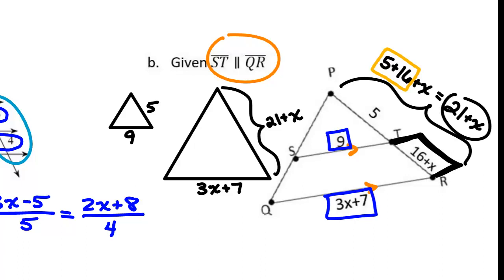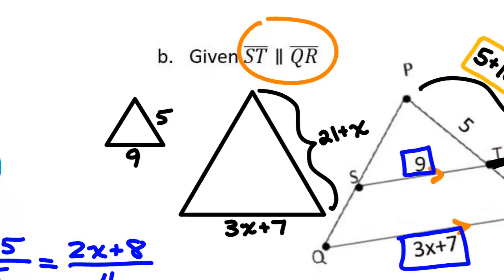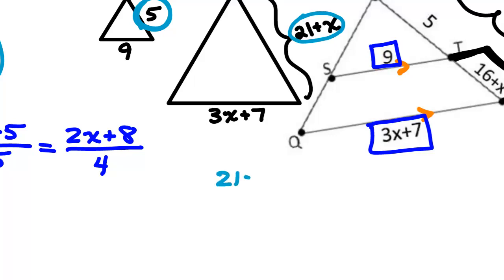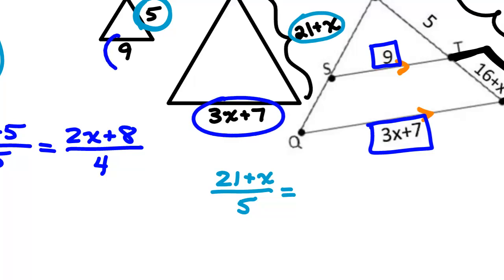Now I can set up my proportions. We need to match corresponding sides. 5 and 21 plus x are corresponding sides, so I'm going to make a fraction with those. We already said that the 3x plus 7 and the 9 are corresponding, so I can make a fraction out of those.